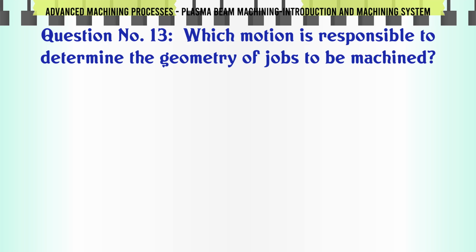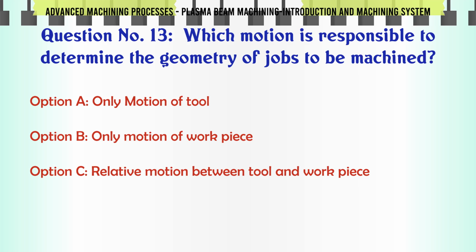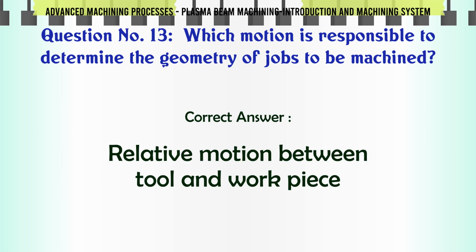Which motion is responsible to determine the geometry of jobs to be machined? A. Only motion of tool. B. Only motion of workpiece. C. Relative motion between tool and workpiece. D. None of the mentioned. The correct answer is relative motion between tool and workpiece.